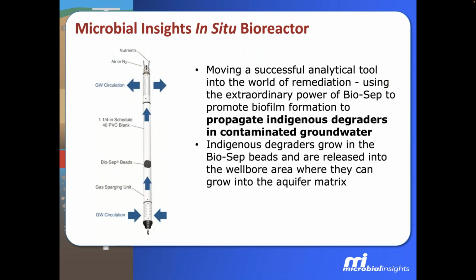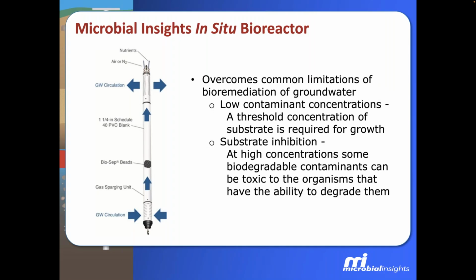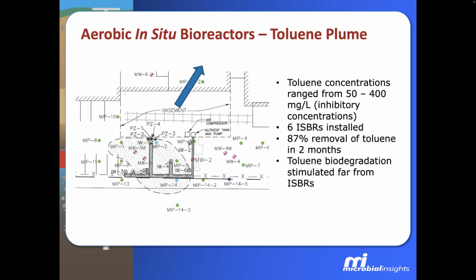So what are the next steps in innovation? The next steps are, first of all, in situ bioreactor, basically using this ability of biosep beads to promote biofilm formation, to create a device that can propagate indigenous degraders in contaminated groundwater. I've got some diagrams here, but again, I'm almost out of time. So I'm going to go a little bit fast here and show you.